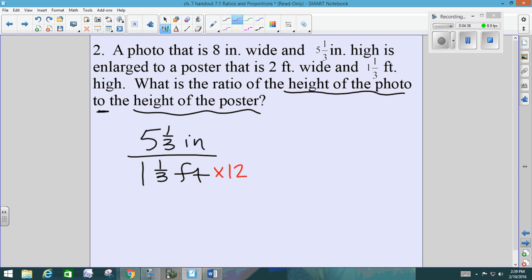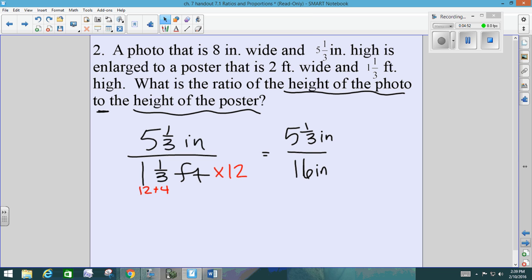What's 1 times 12? What's 1/3 of 12? So then 12 plus 4 gives me how many inches? Good. 1 1/3 feet is the same as 16 inches. All right, so now we have it both in inches, but this isn't simplified because you can't have a fraction within a fraction.